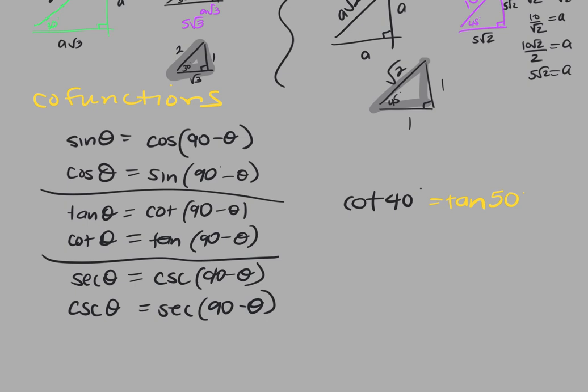Because the opposite... So if you think about it in a triangle, right? 40 and 50 are going to be in opposite angles. So the opposite side of 40 is actually the adjacent side of 50. Correct.